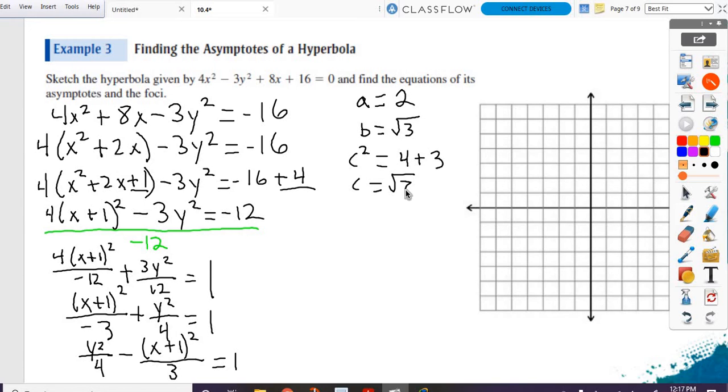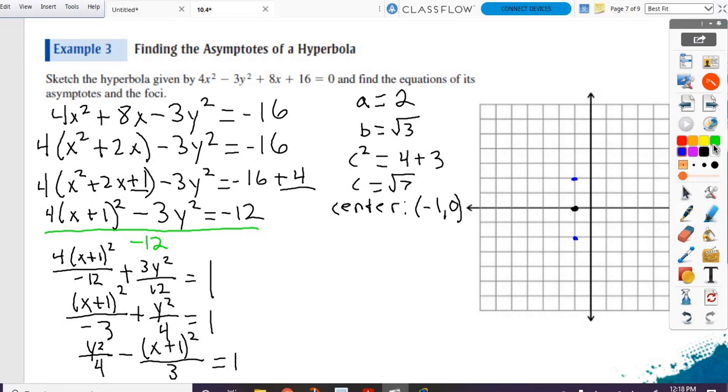Alright, so let's start graphing some stuff. What is our center going to be? Agreed. Okay, and then if I wanted to find our vertices, are we going to go up and down or left and right this time? Up and down, because our y squared is first. And how far up and down are we going to go? Nope. Because our a value is 2, so we're going to go up and down 2.